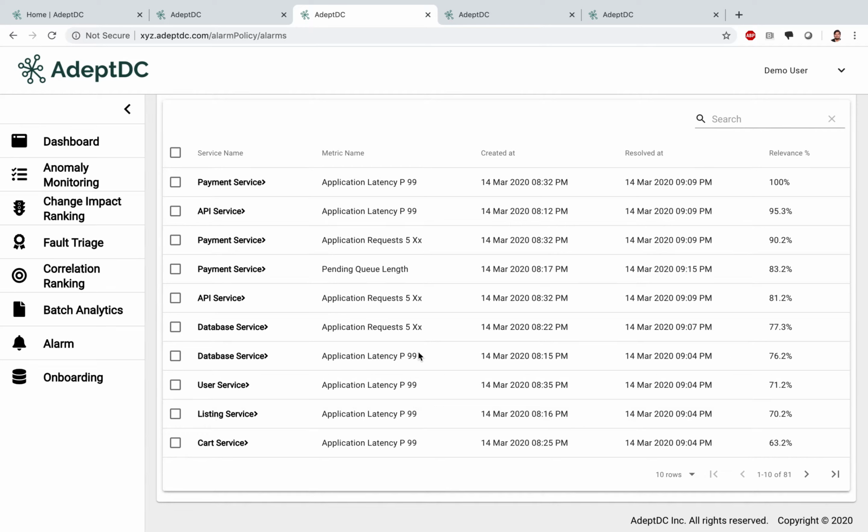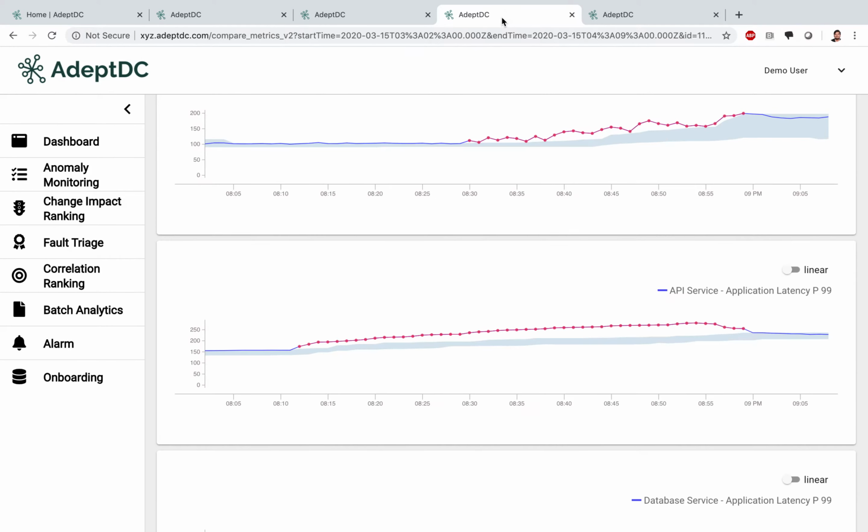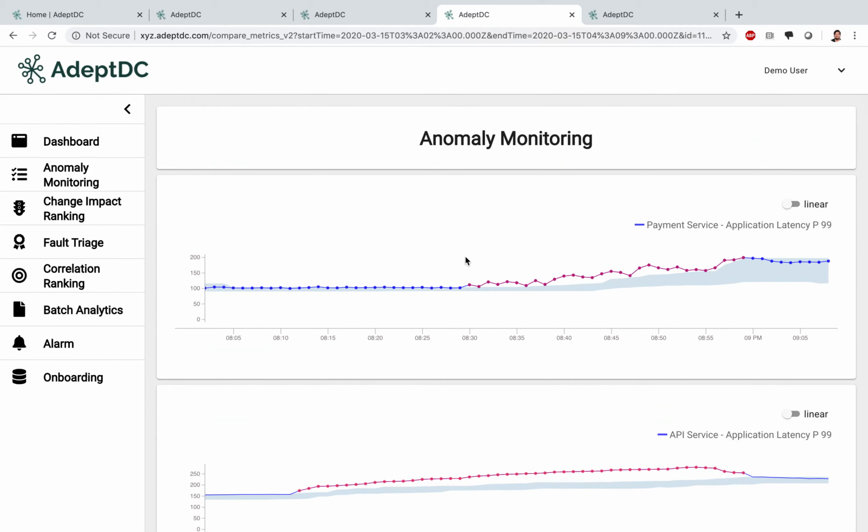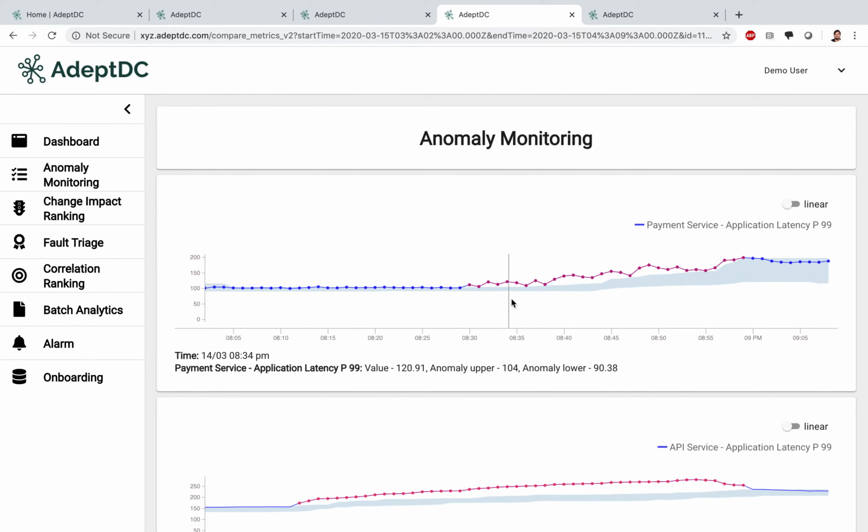health rule maintenance. For troubleshooting, John started to investigate several high ranked latency alarms coming from payment service, API service, and database service. In the anomaly monitoring module, he compared the origination times for three different latency alarms.